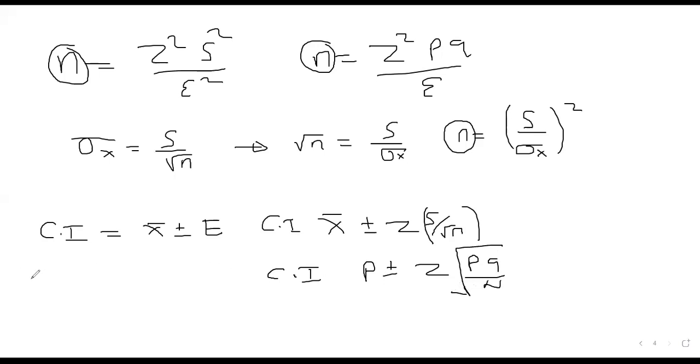Now, a proportion is a success. For instance, we have P is 20% or 0.2. Our Q will therefore be 1 minus P.